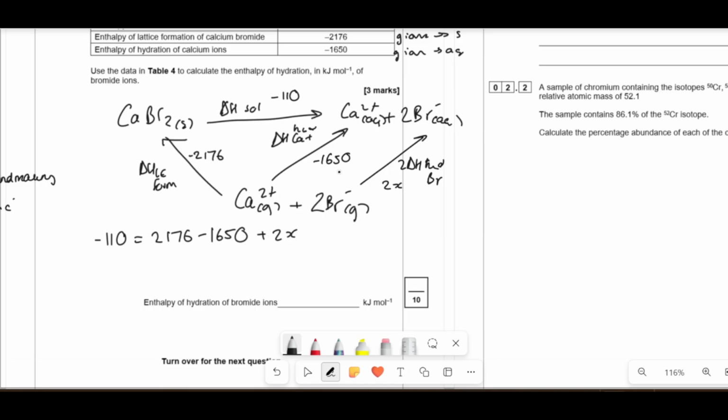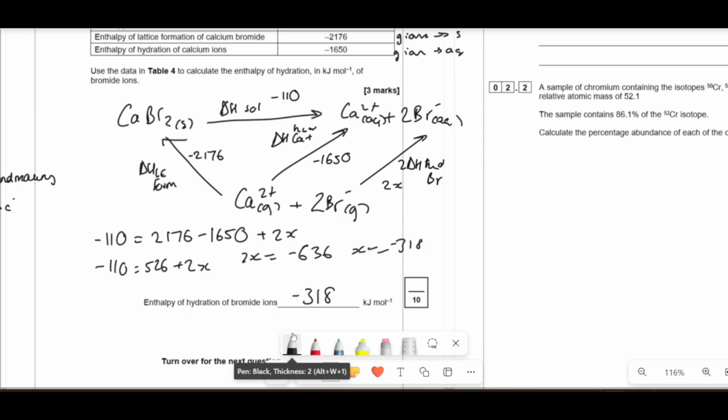If I tidy that up, we get minus 110 equals 526 plus 2x. So then 2x equals minus 110 minus that, which gives you minus 636. So then x would equal half of that, which is minus 318. And that adds up because it's enthalpy of hydration, you're making bonds, it's exothermic, so that's all good as well.